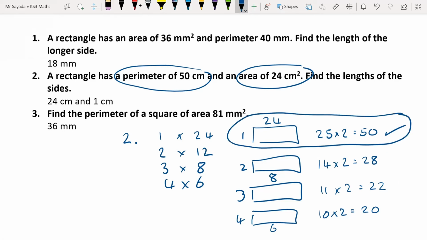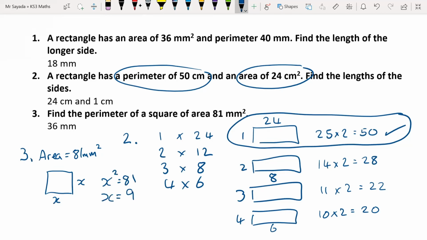And finally, question 3, the perimeter of a square of area 81. Well, if it's got an area of 81, what must the side length be? Say your answer to the video now. Well, hopefully you've said that if you've got a square, and this side is x and this side is x, the area is x squared, and that is 81. Now, if x squared is 81, x must be the square root of 81, which is 9.